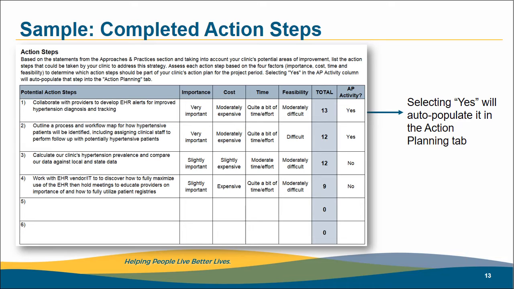Knowing that helps you hopefully get a sense for which action steps should be included in your action plan for the project period. As noted on the slide, if you select yes in that AP activity column, it means that action step will be automatically populated into the action planning tab, and that's where we'll go next.